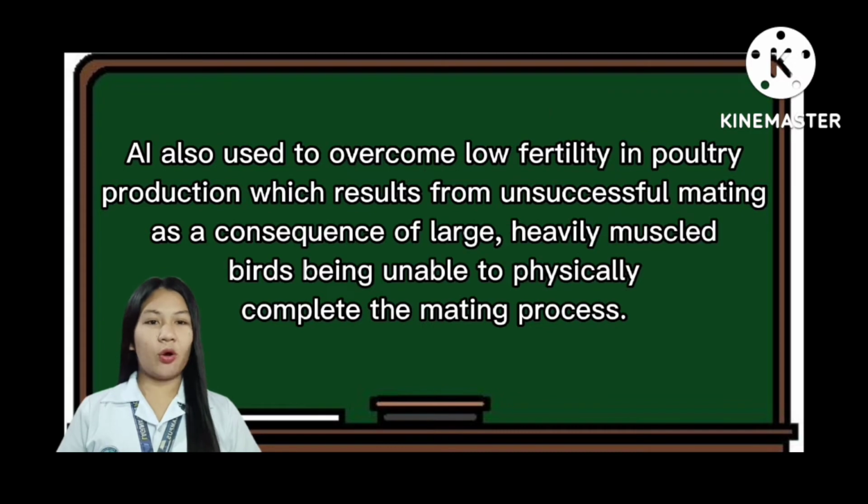AI is also used to overcome low fertility in poultry production, which results from unsuccessful mating as a consequence of large, heavily muscled birds being unable to physically complete the mating process.